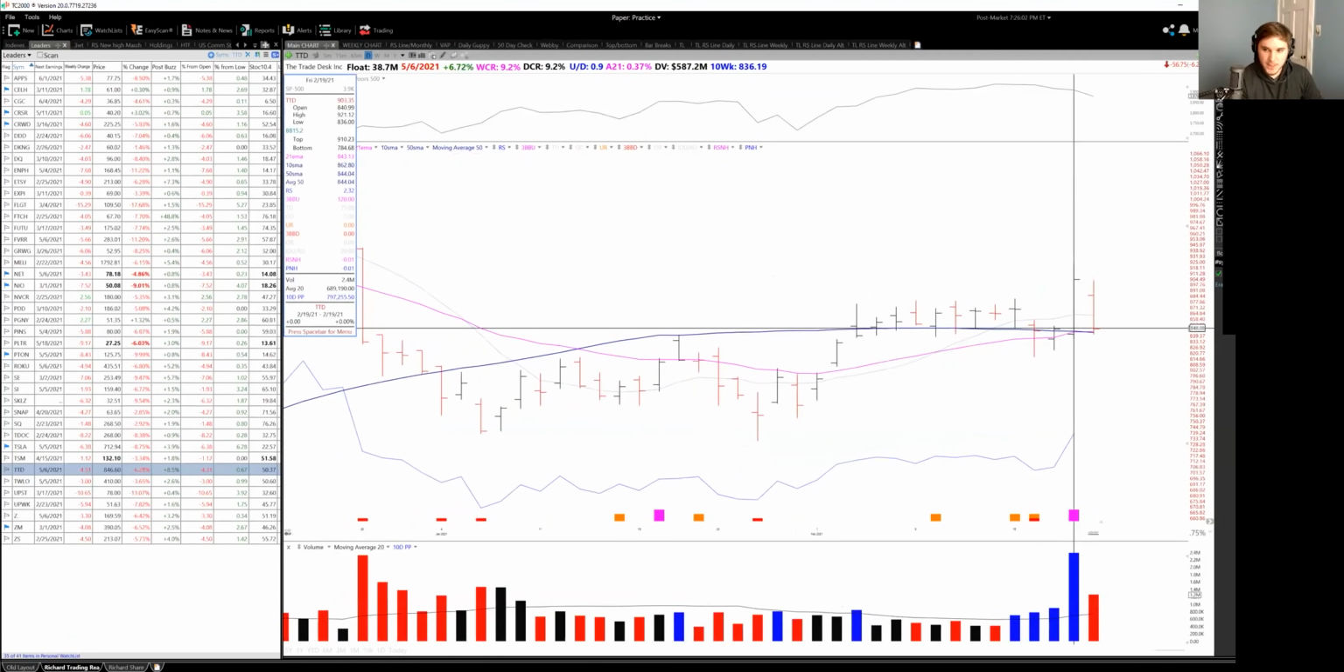So yesterday I was actually up a good amount. I got in right at this high here, but today it completely reversed and took out my stop. And I was basically stopped out for a small gain here instead of a loss because I did move up my stop.